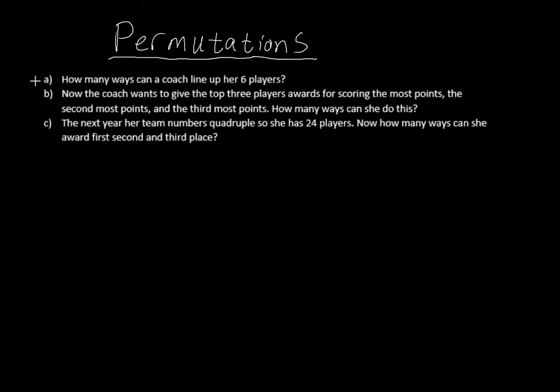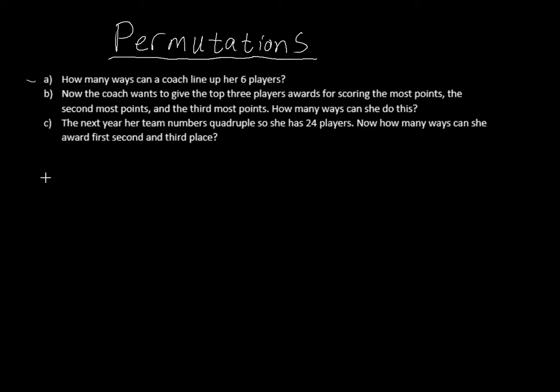Before we get into what a permutation is, let's look at a couple of different situations. For part A, how many different ways can a coach line up her 6 players? Well, just like last time, we could count out. We can do every single possibility: 1, then 2, then 3, then 4, then 5, then 6, and then 6, then 5, then 4, then 3, then 2, then 1.